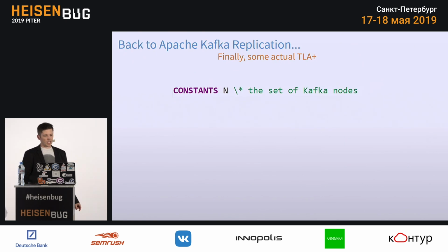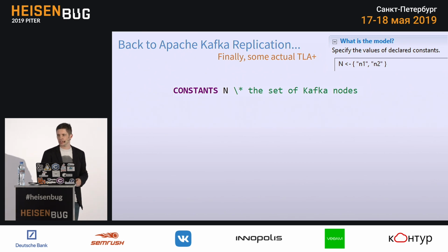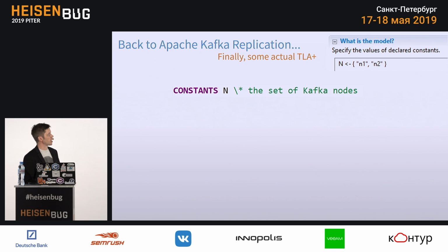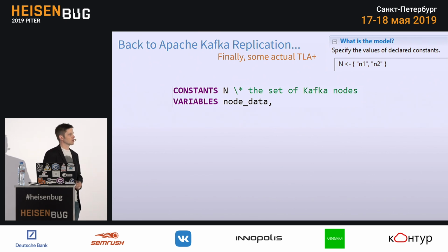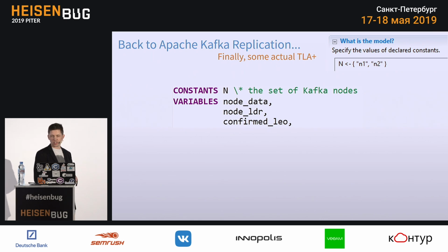So let's have a look at some TLA+. So we have constants, and this is something which you can set from the toolbox, and the toolbox is the sort of TLC model checker where we run our specifications. And so in this case, I'm just going to have 2 nodes, N1 and N2. So we've got variables. This is our node data. This is just an array. And each item contains information about the node. It contains its ID, its log, the high watermark, the log end offset. We have the ID of the current leader. We have the confirmed log end offset of each replica. So this is something that the leader maintains, so it knows what's the latest log end offset of each node.